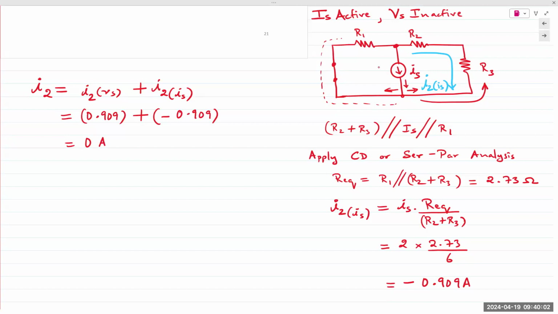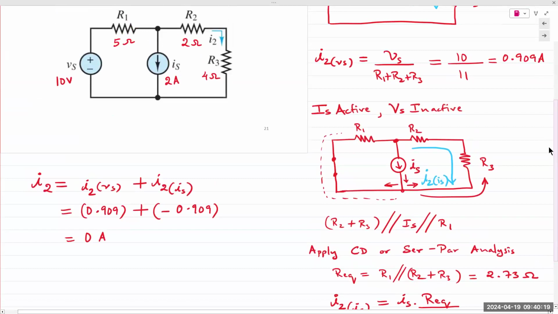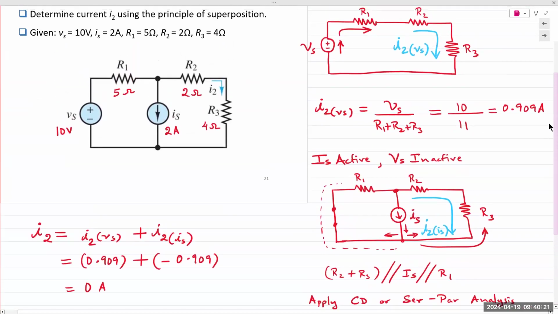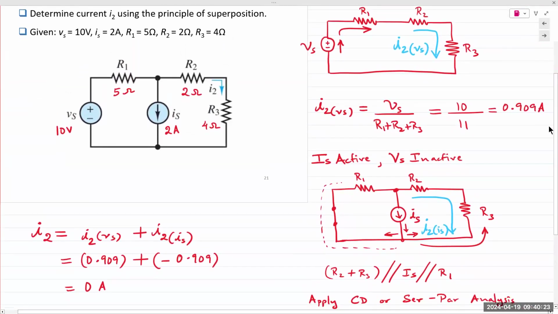So the combined effect of IS and VS working at the same time results in 0 amps flowing through that circuit, to the right side of the circuit. All right, think about the entire procedure. Let me know if you have any questions. Remember, we only asked to find I2, but we can use superposition to find VR1, for instance. We could be asked to find IR1 or VR2 or VR3.